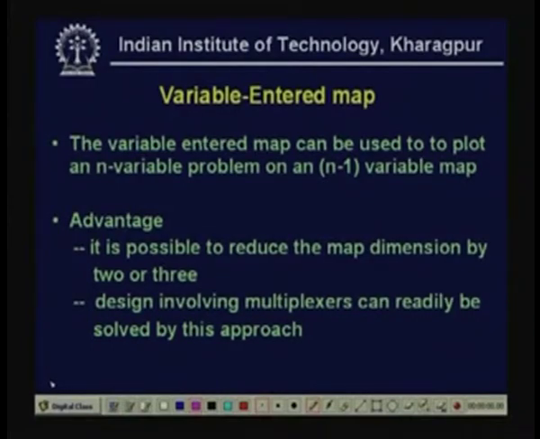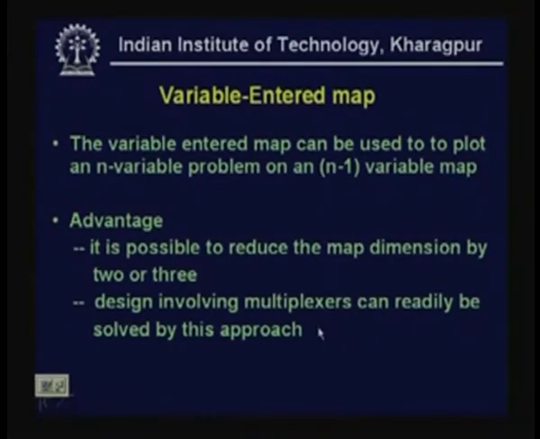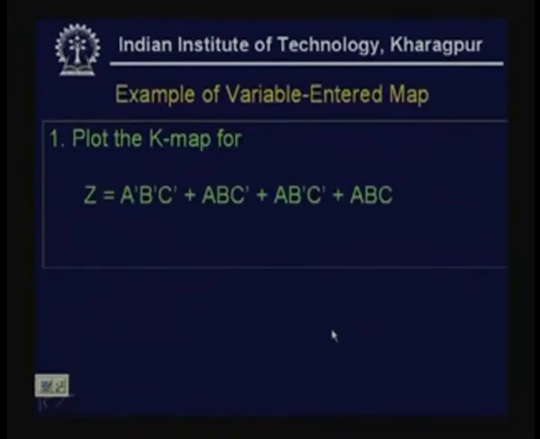That means, if my design problem involves multiplexers, like the examples we have just discussed, AC bar plus BC bar, that type of equation or function, then it will be very good to choose the variable entered map. So, now we see how it differs from the normal K-map. We take one example. Plot the K-map for Z equals A' B' C' plus A B C' plus A B' C' plus A B C.